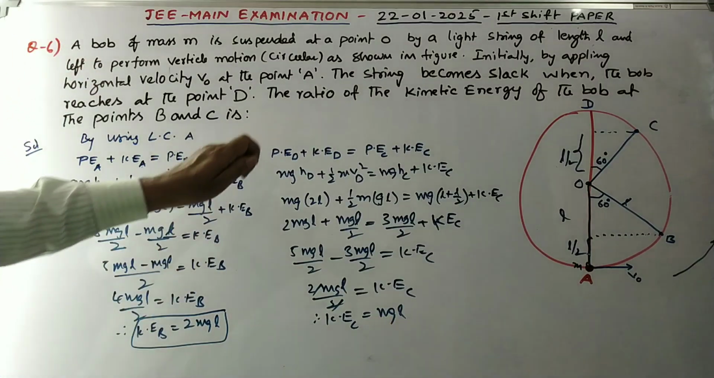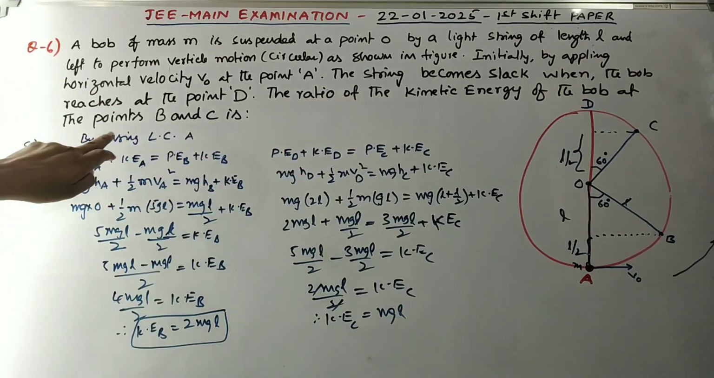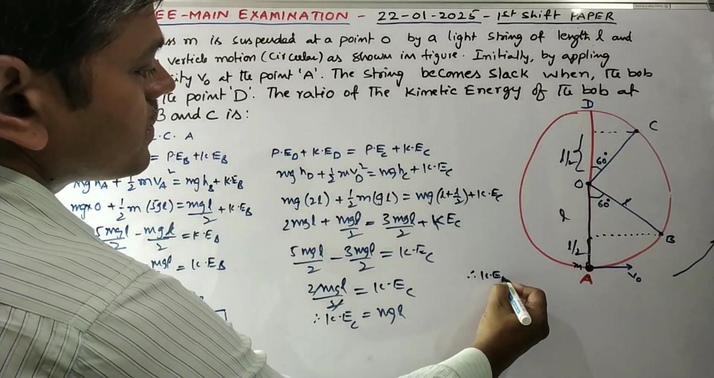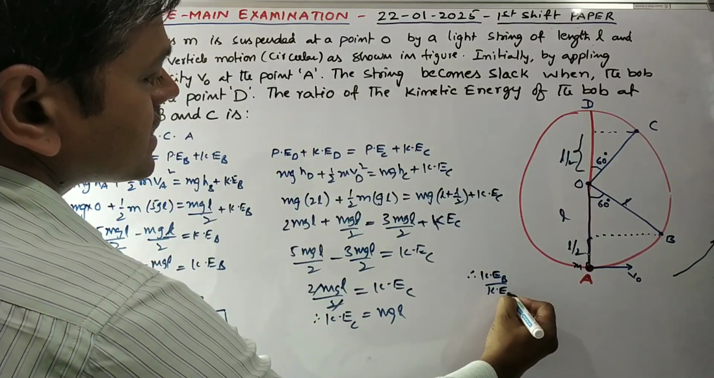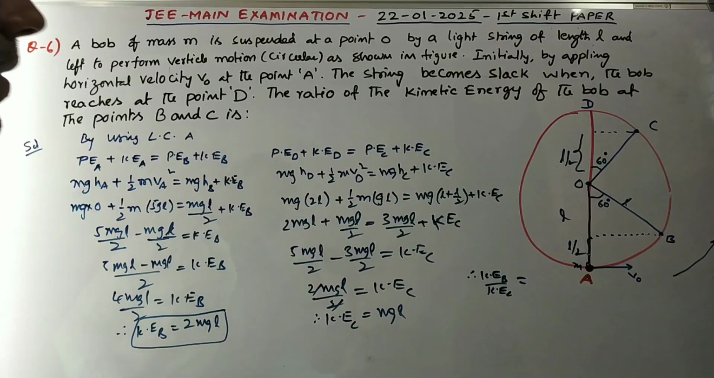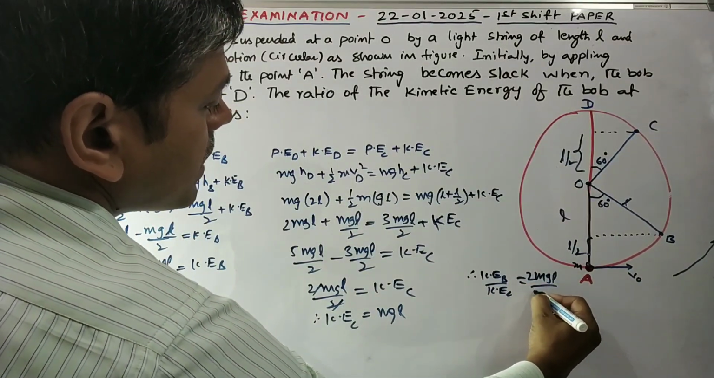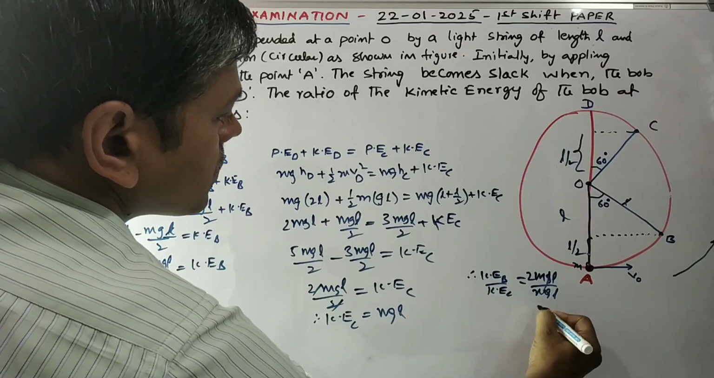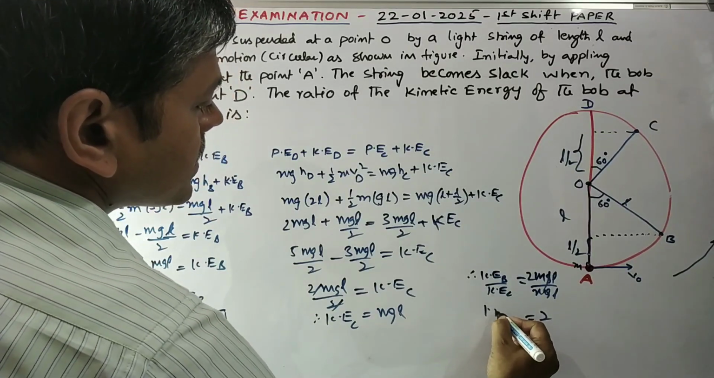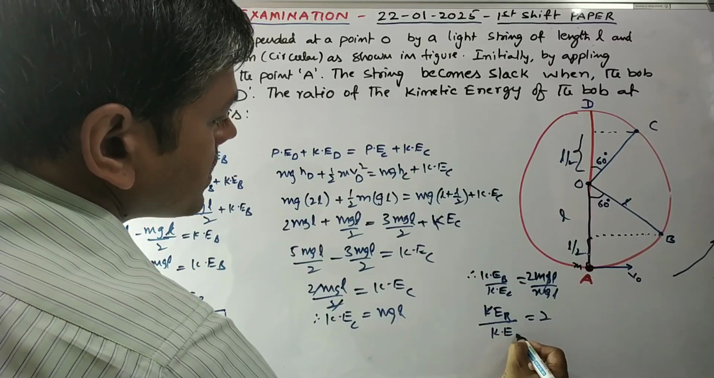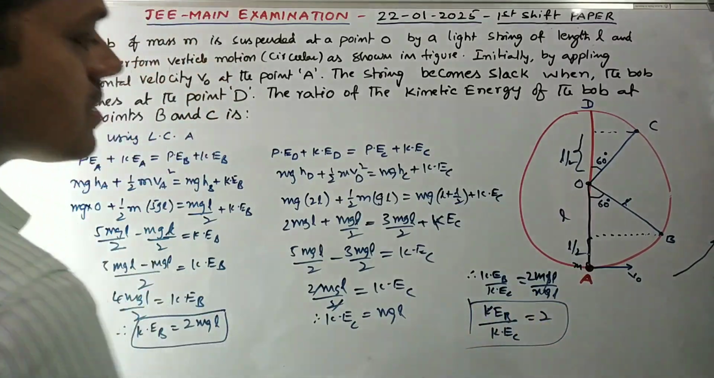What is being asked? The ratio of the kinetic energy of the bulb at point B and at point C. Therefore kinetic energy at point B to kinetic energy at point C is equal to 2 mgL by mgL, which is equal to 2. This is the solution.